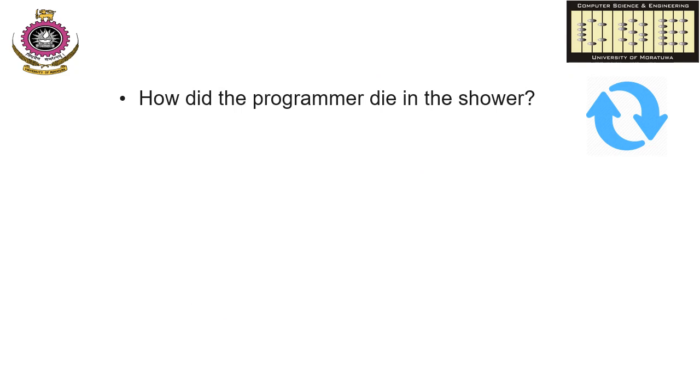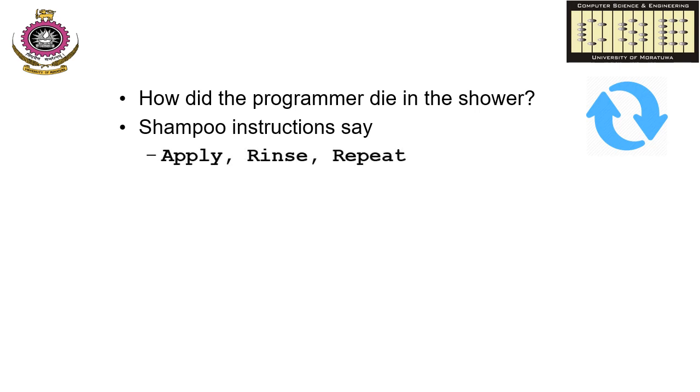And here are some fun facts. How did the programmer die in the shower? Can anybody guess? Because the shampoo instructions say apply, rinse and repeat. So this is a repetitive action, a repetitive control structure. But there's a problem with that because it is not stated when to stop repeating.